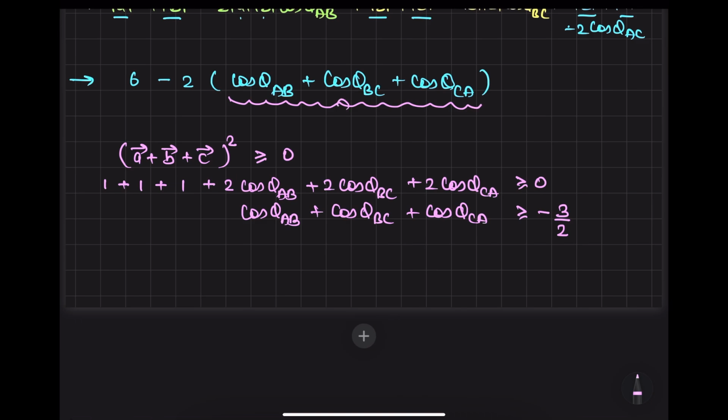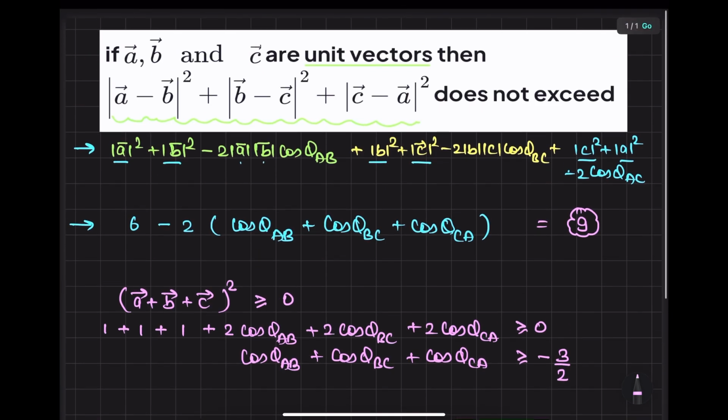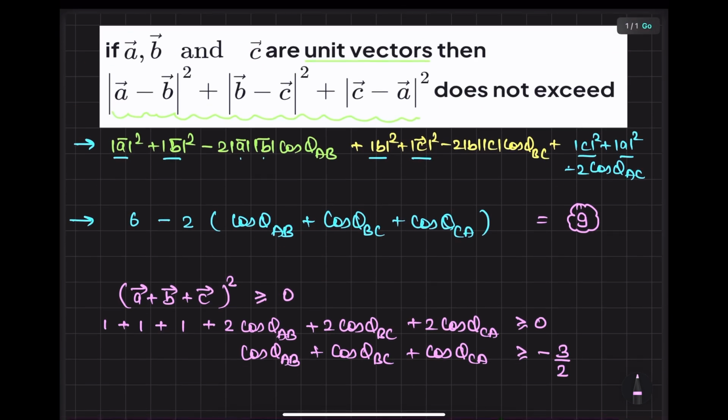So if you place minus 3 by 2, you will have 9. So at most, what was the question? It will never exceed 9. So this is the required answer.